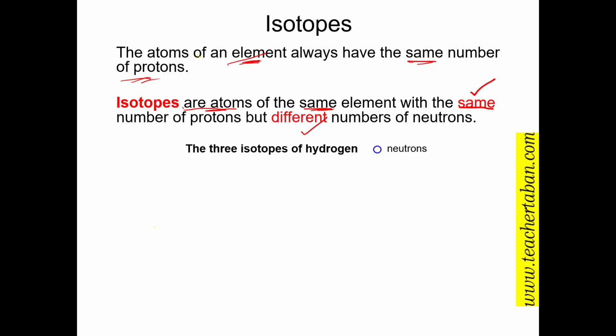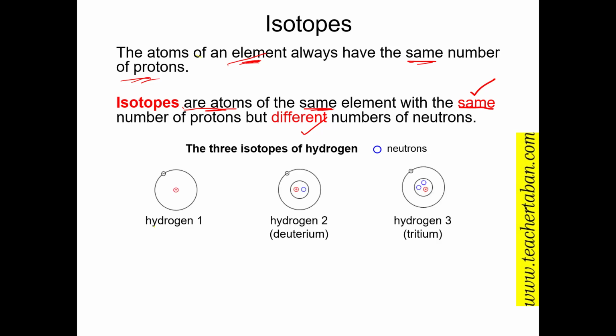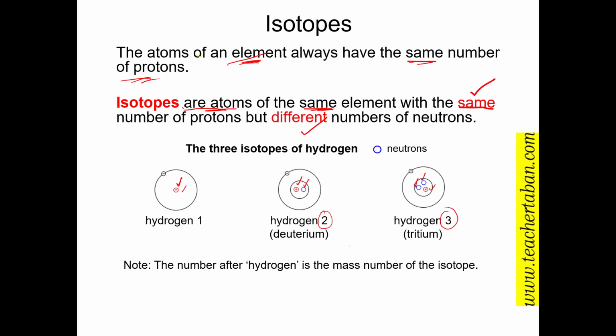For example, we have this hydrogen element. It has 3 isotopes. The 1, the 2, the 3 simply represent the mass number, but they're all isotopes. You can see that in the nucleus here, we have 1 proton, no neutron. We have 1 proton, 1 neutron. That's why we have the mass number as 2. Those are what we call isotopes.